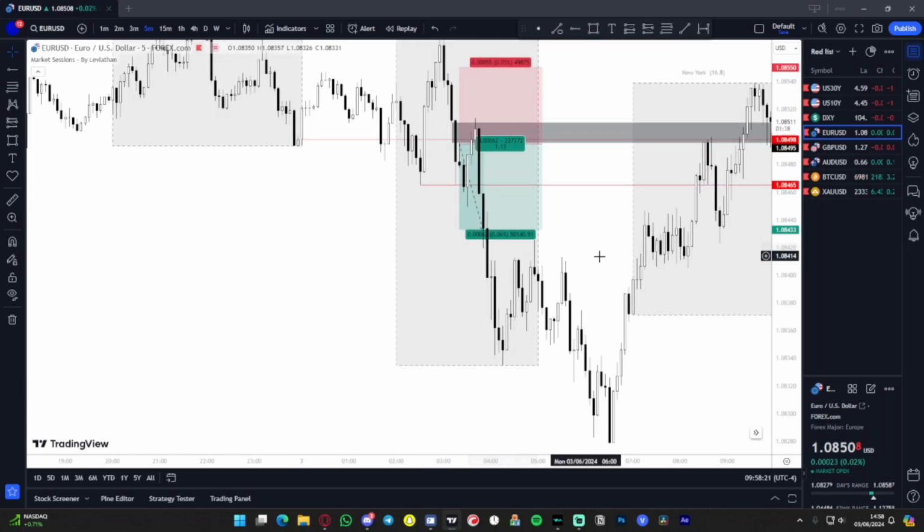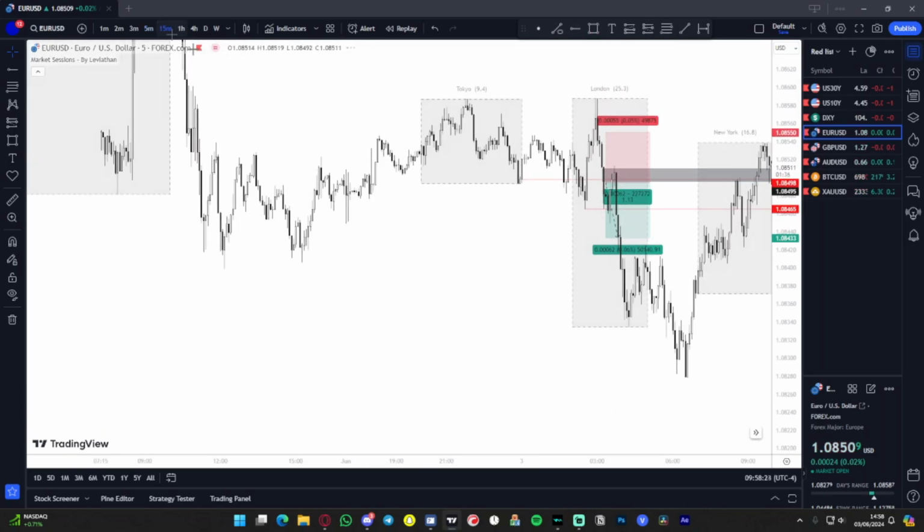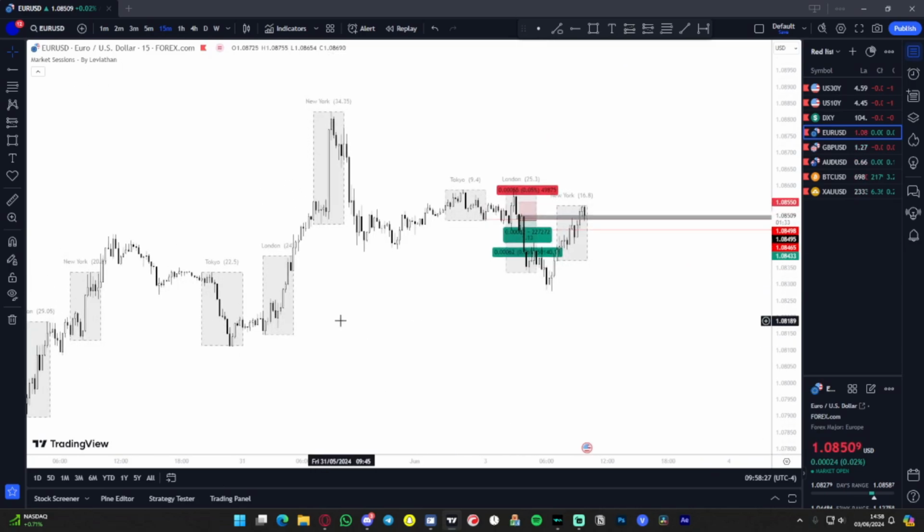And then what do you target? That's a very good question. What do you target with this strategy? What you're targeting is minimum 50% of the daily range.